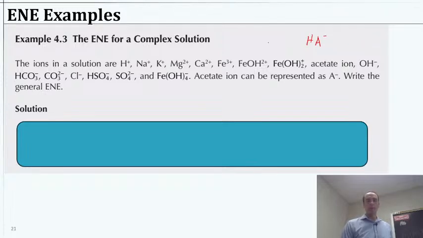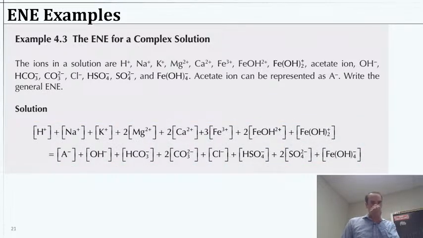So I think it's just a matter of writing the positives equal to negatives, right? Also making sure that you are accounting for the charge properly. So we've got, for example, 3 for the Fe3+, 2 for the calcium and magnesium, and so on. Okay, so pretty straightforward.